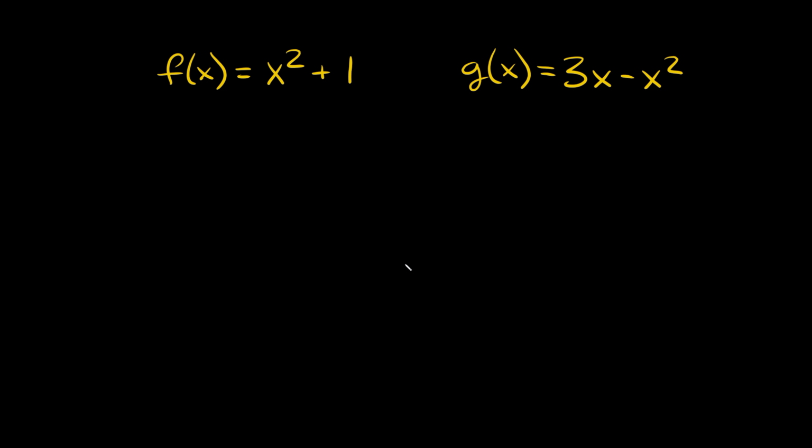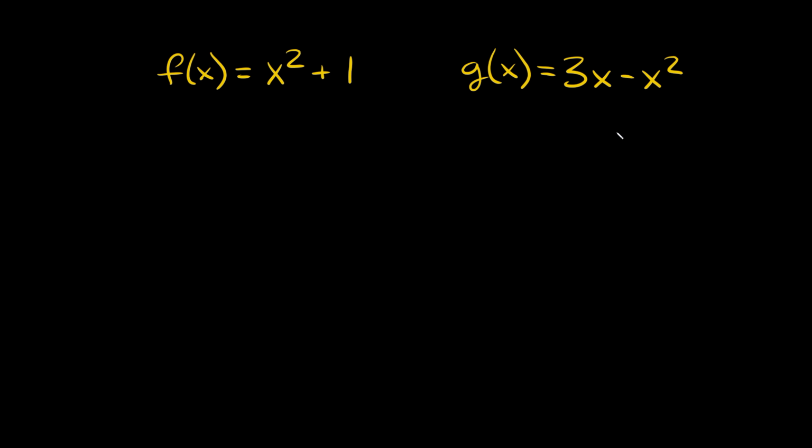So in this video, I'm going to teach you how to find the values for which f of x is equal to g of x. As you can see, we have two functions. Here we have f of x is equal to x squared plus 1, and g of x is equal to 3x minus x squared.